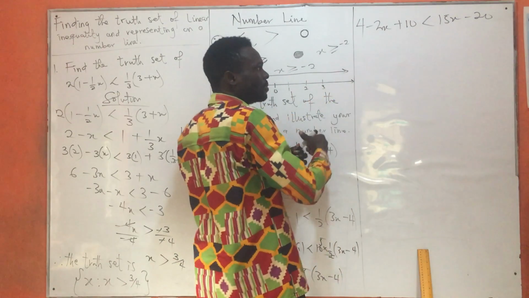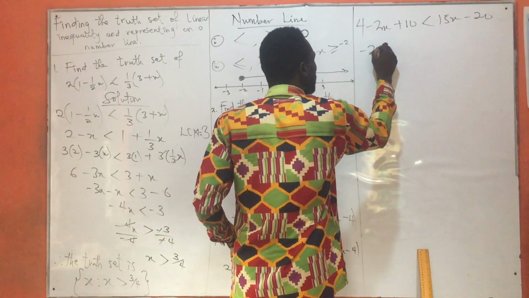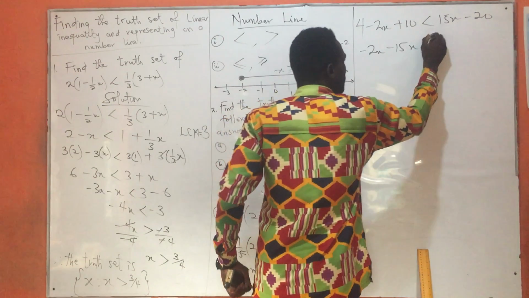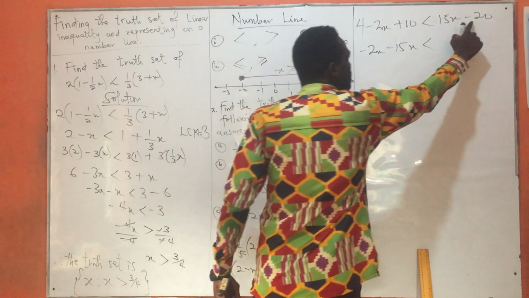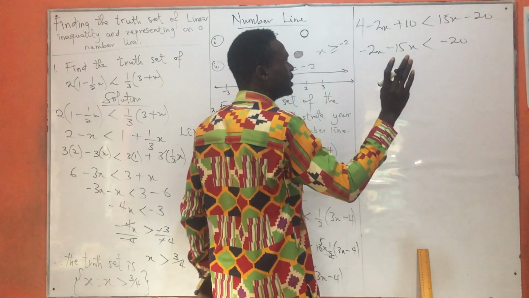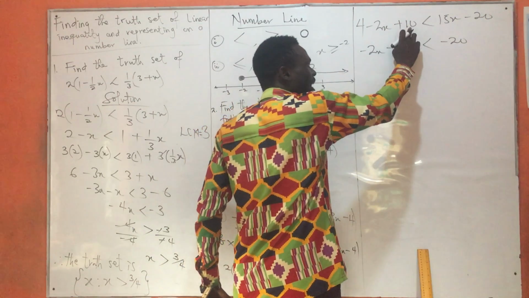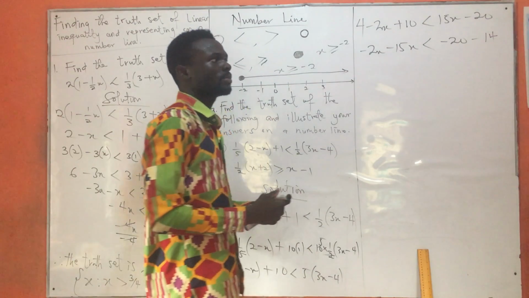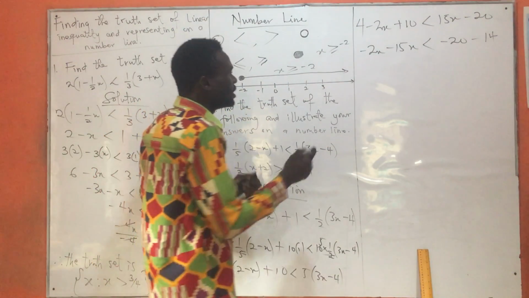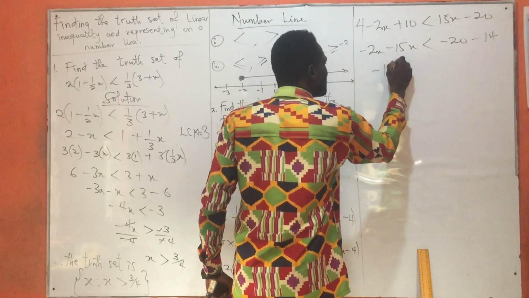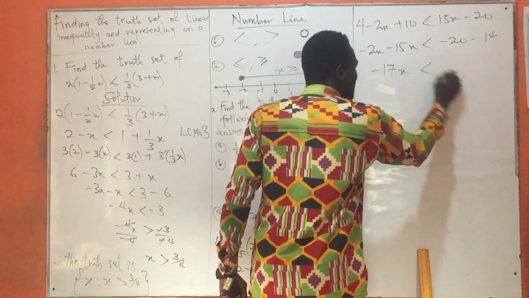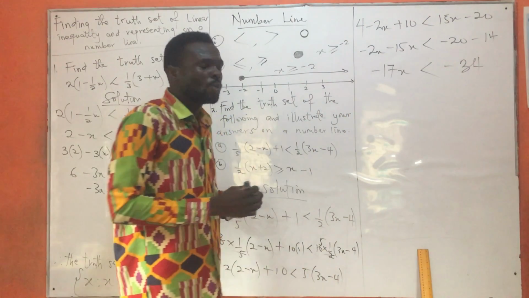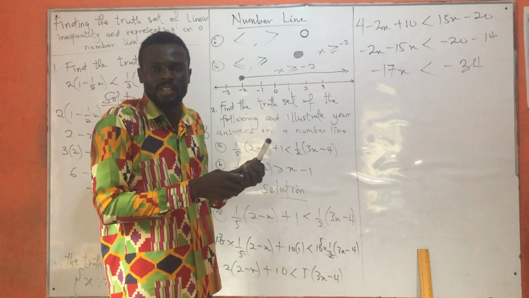So we group like terms, giving you negative 2x. This must join, which is negative 15x. Now this is less than, you have negative 20 there already. 4 plus 10 is 14. So when they cross, you have negative 14. Agreed? Good. Now this and this will give you negative 17x, which is less than, this will give you negative 34.